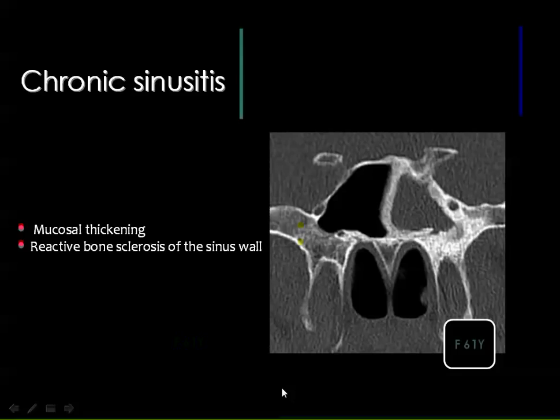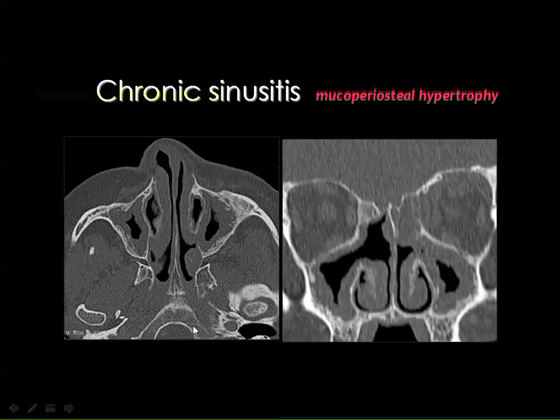One of the manifestations of chronic sinusitis, besides mucosal thickening, is bony sclerosis of the affected sinus. Here you can see that the left compartment of the sphenoid sinus is totally opaque, and the walls of the sinus are thickened and sclerotic. And this is a case of chronic sinusitis diagnosed by concentric mucosal thickening of both maxillary antra and extensive mucosal thickening in the ethmoids. You may also see some bony sclerosis of the antral walls.